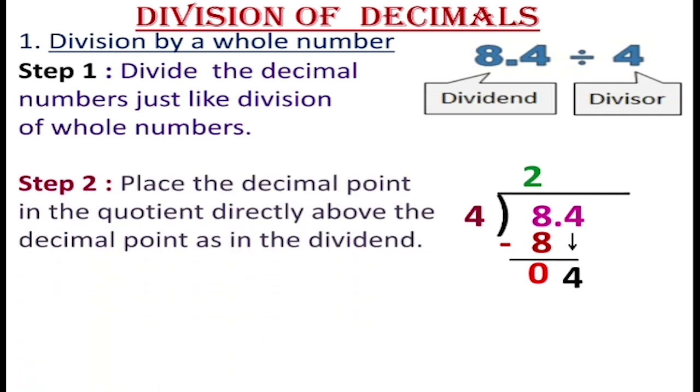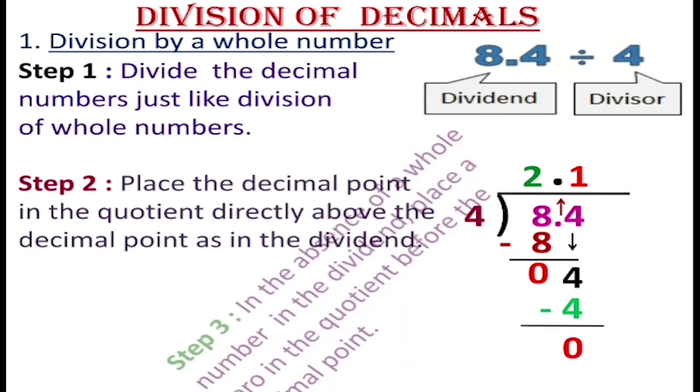Then place the decimal point in the quotient directly above the decimal point as in the dividend. So place the decimal point in the quotient. Now do 4 ones are 4. Write 1 in the quotient and 4 here. Then subtract 4 from 4, you will get 0.